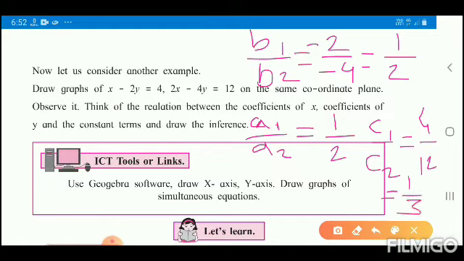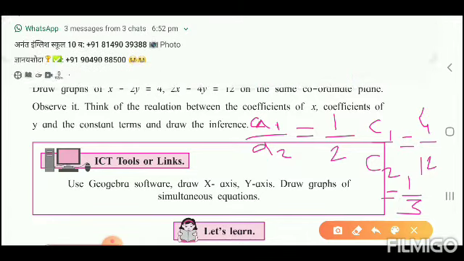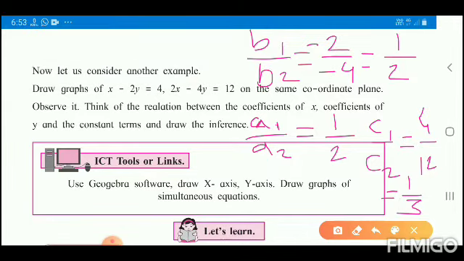Means here, A1 upon A2 is equal to B1 upon B2, but is not equal to C1 upon C2. Like this way, equations will be there. After drawing, you can understand the two lines will come parallel, and if the lines are parallel, then parallel lines have no solution because parallel lines do not intersect each other.